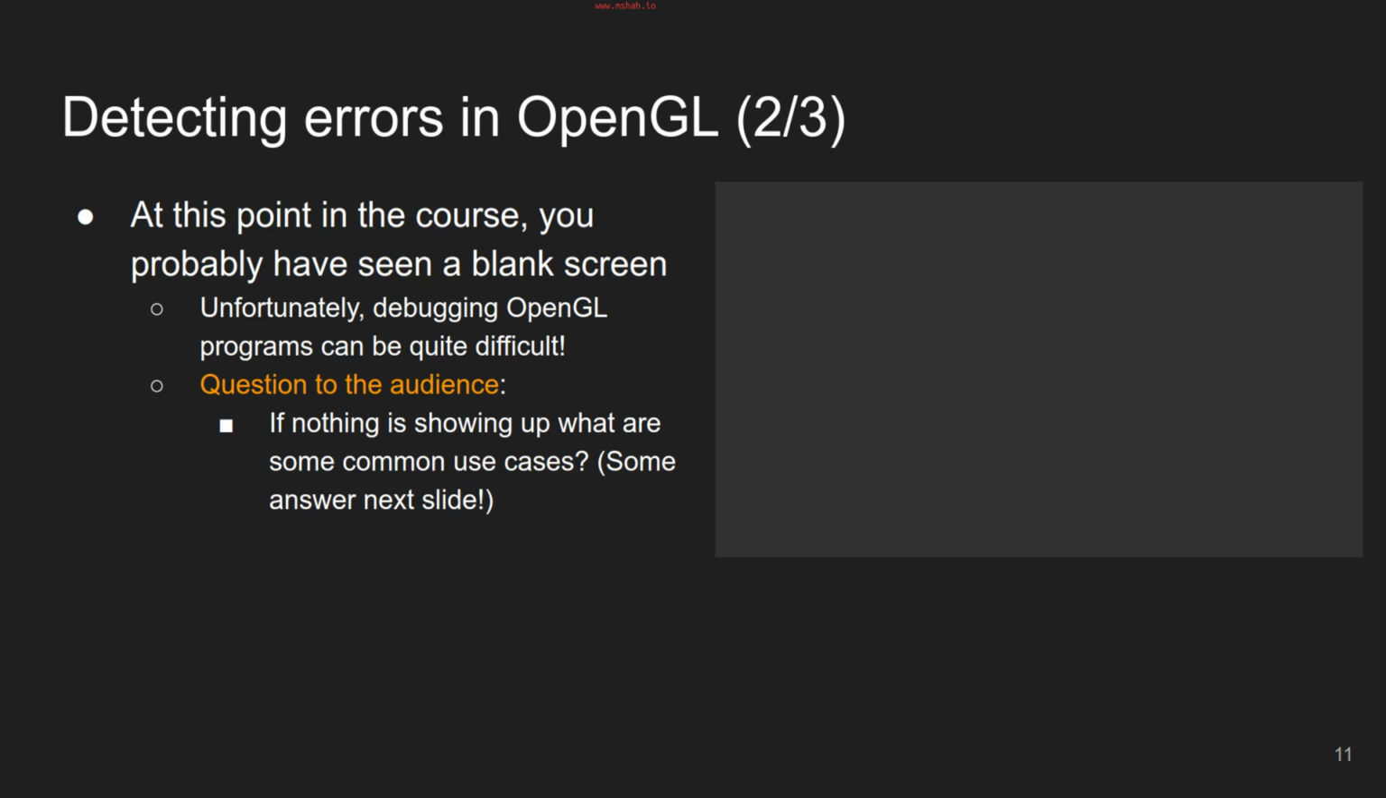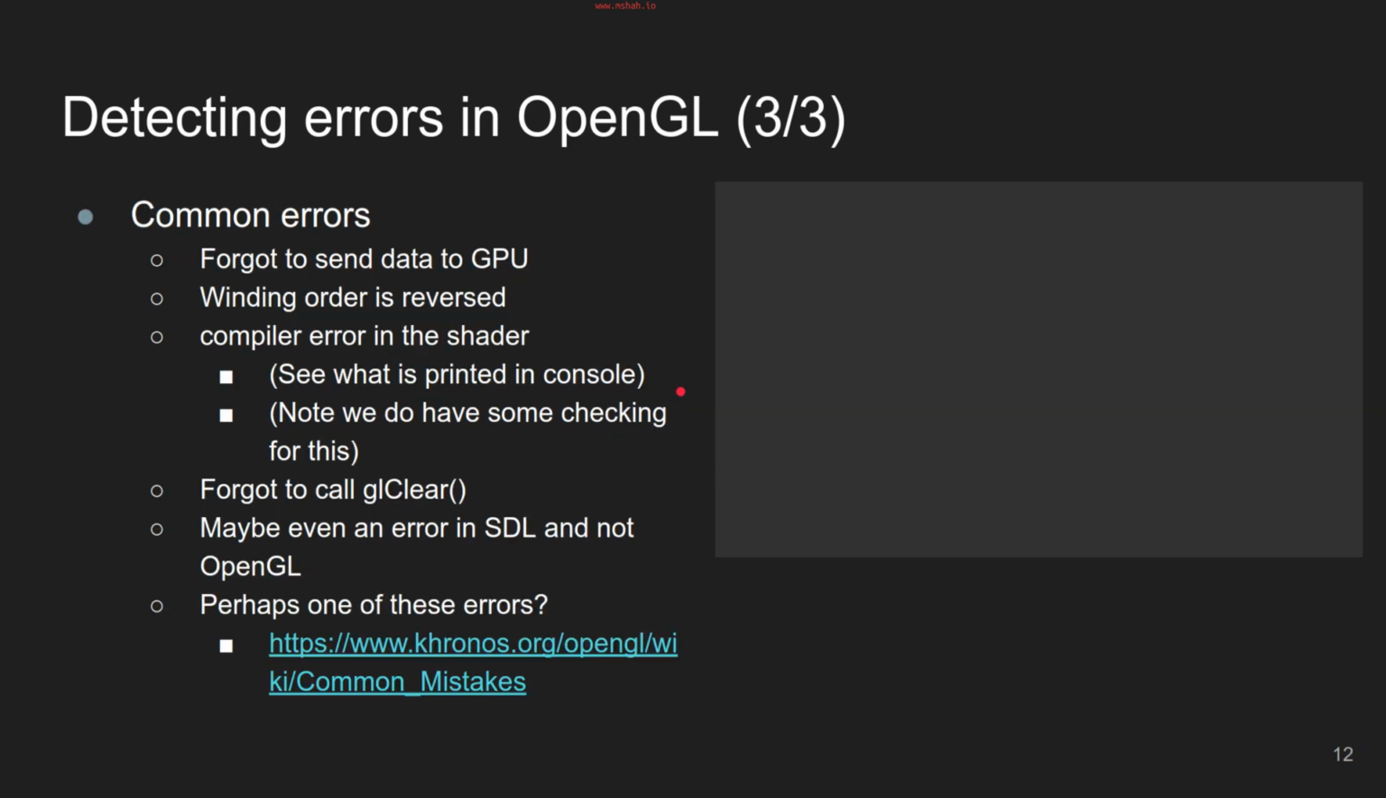Go ahead. So if you've paused the video and taken a moment to think about why your geometry wouldn't be showing up on the screen here, well, there's a couple common OpenGL errors that occur. So maybe you just forgot to send data to the GPU. Maybe your triangles are reversed. Remember we talked about the winding order. They have to be counterclockwise by default.